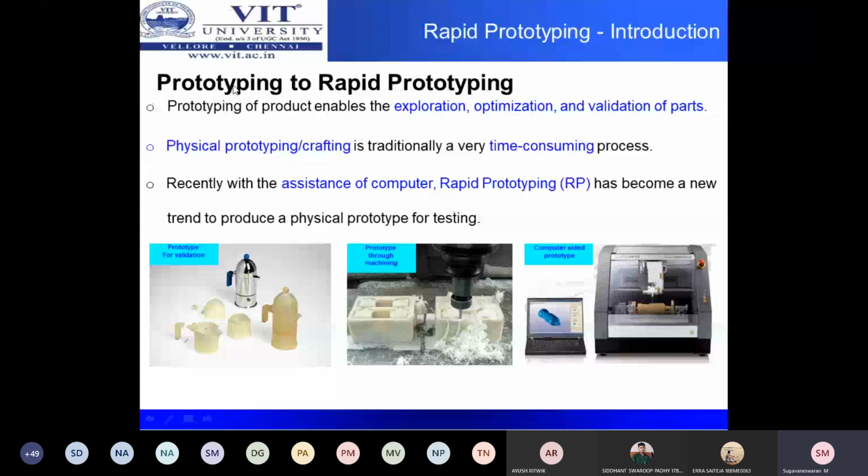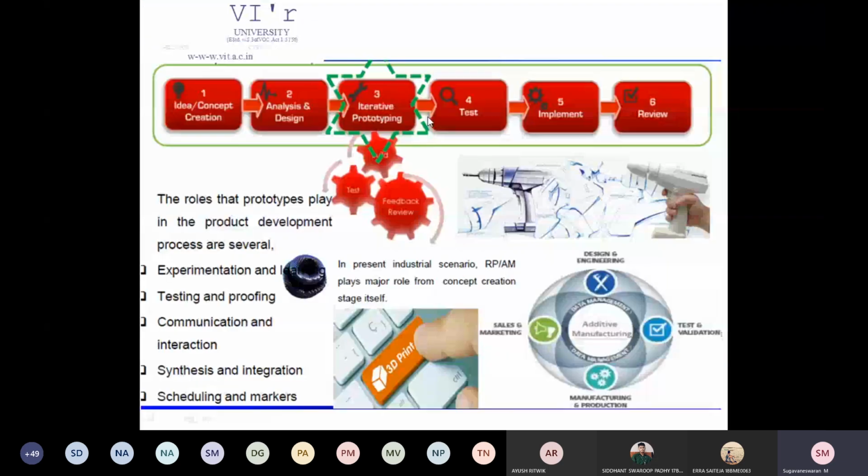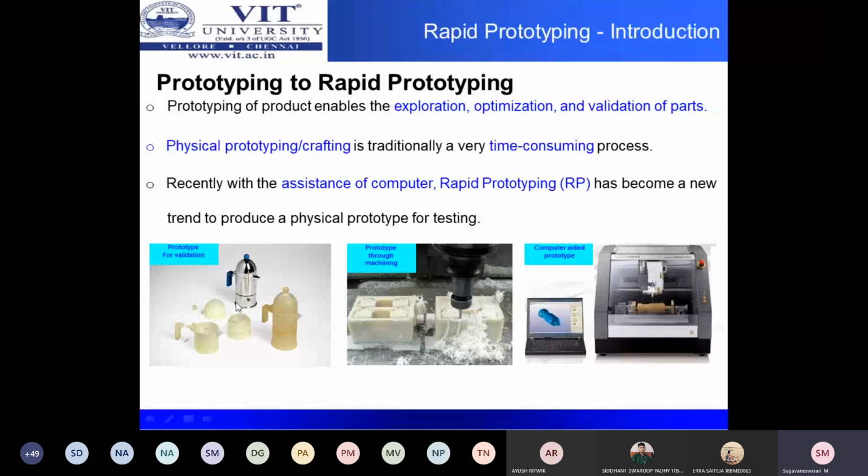Now, in the previous slide, I did mention prototyping. Prototyping is nothing but this is a real component, but before you go for mass manufacturing, take a wax or clay and recreate the component. That is prototyping. Here, the product is made by using a crafting process. So there will be a skilled person called a craftsman. He will craft your design. So this prototype is a crafted product.